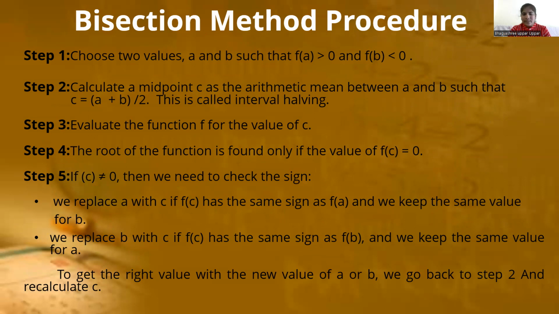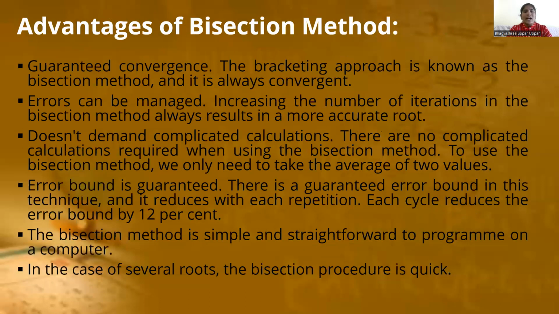We replace b with c if f(c) has the same sign as f(b), and we keep the same value for a. To get the right value with the new value of a or b, we go back to step 2 and recalculate c. Now let us see the advantages of bisection method.